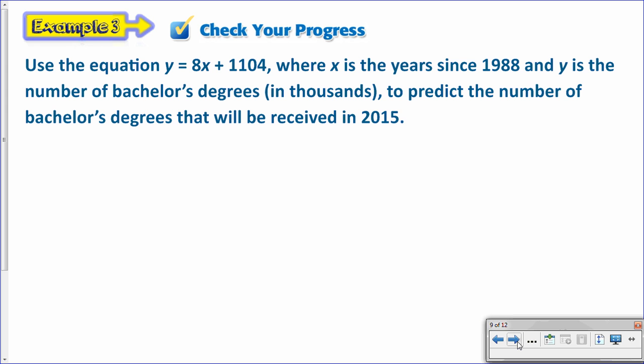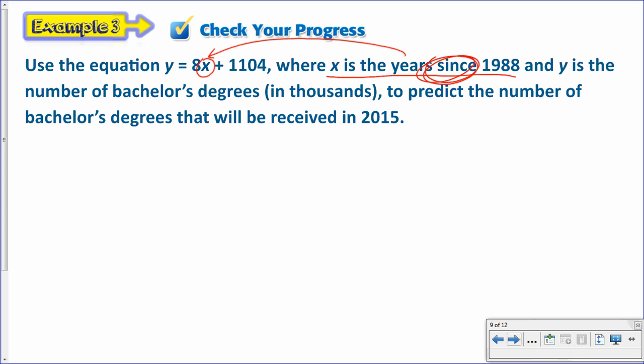All right. Now, I know the EOY test will ask you a couple questions like this, and these are pretty tricky, so I want you to pay real close attention. We want to use this equation, y equals 8x plus 1104. In this equation, what is x? It is the years since what? Here's the key word: since. If I say 1990, how many years since 1988 is that? 89 and 90, so that's 2 years.